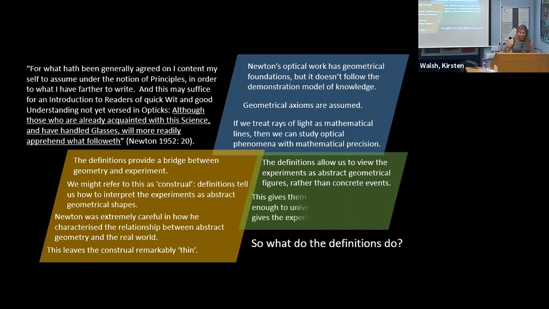And I think this is the thing that gives them something close to universality, which in turn gives the experiments probative force. So I think what happens is that you carry out the experiment and the experiment compels you to assent to the proposition, but you have to understand the geometrical axioms in order to properly get that probative force from the experiment. And the definitions are the thing that's connecting those two things together.